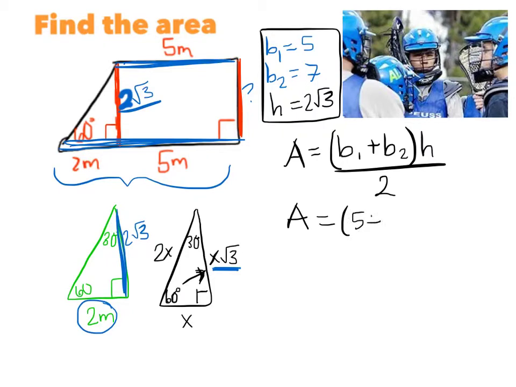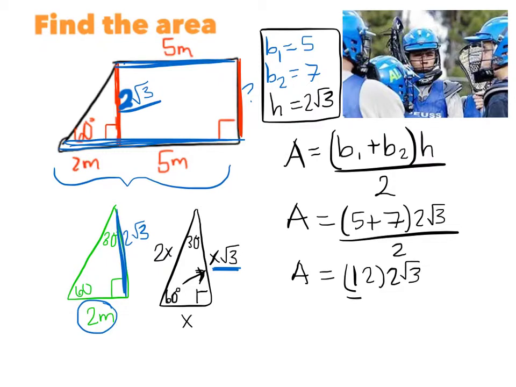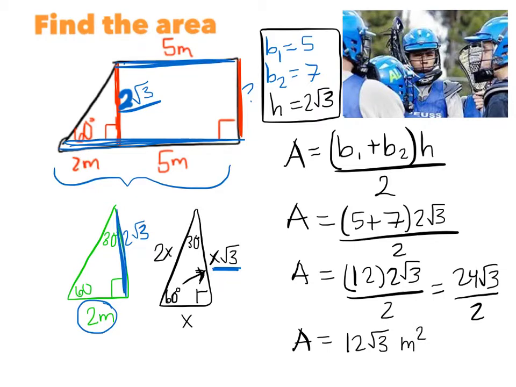Base 1 is 5, base 2 is 7. Remember, those are interchangeable. My height is 2 square root 3 divided by 2. My area is, I'm going to add first, that's 12 times 2 square root 3 divided by 2. 12 times 2 is 24, square root 3 divided by 2. That means that my area is 12 square root 3 meters squared. That's it.